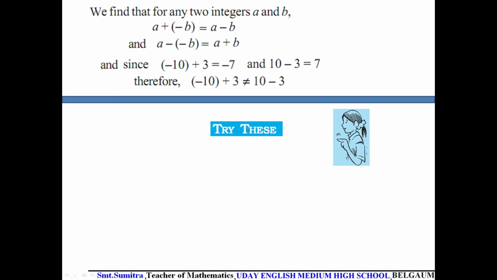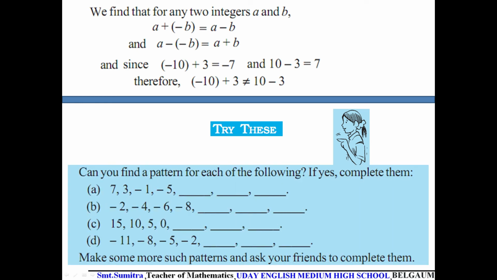Try this question. Here we have given a few patterns and the question is to complete the pattern. 7, 3, minus 1, minus 5. What is its next number? If you observe 7 and 3, 4 is subtracted. 7 minus 4 is 3. 3 minus 4 is minus 1. Minus 5 minus 4 is minus 9, the answer.